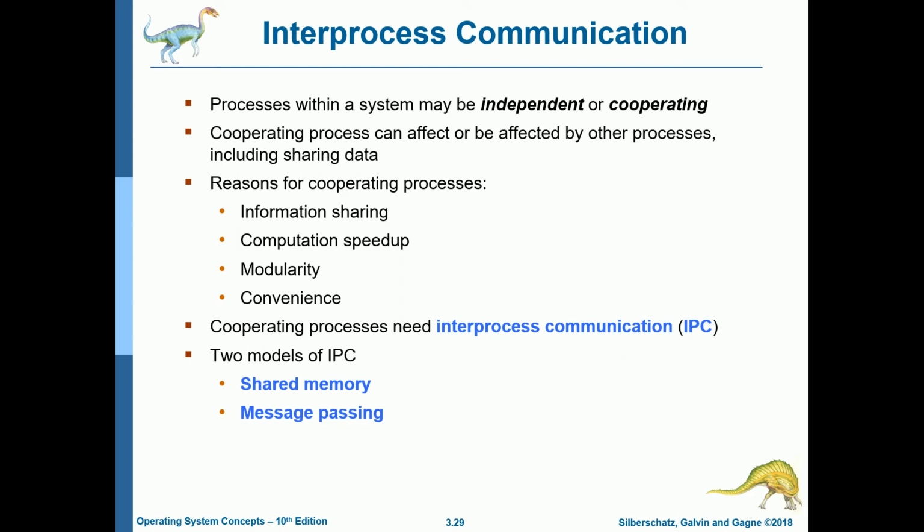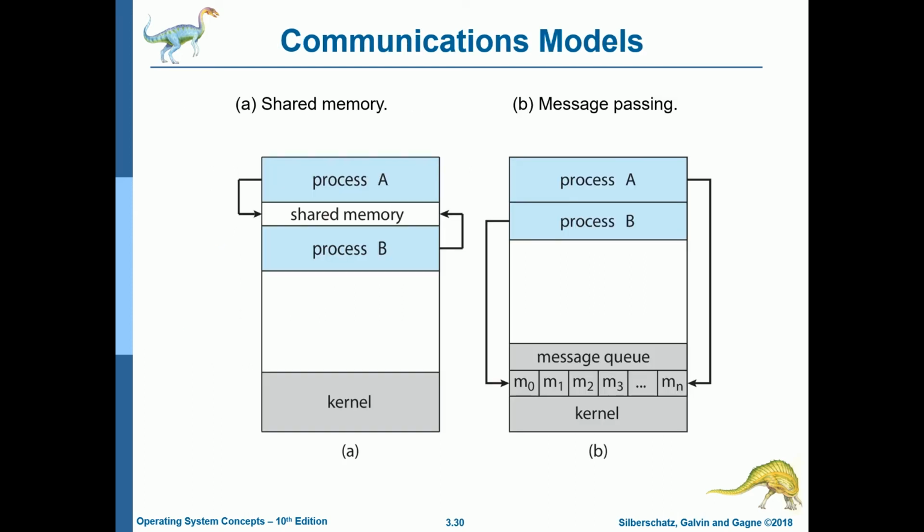Cooperating processes require an inter-process communication, an IPC mechanism that will allow the exchange of data. Now, there are two fundamental models of inter-process communication: shared memory and message passing. Here's an example of both shared memory and message passing. Both of the models just mentioned are very common in operating systems, and many systems implement both.